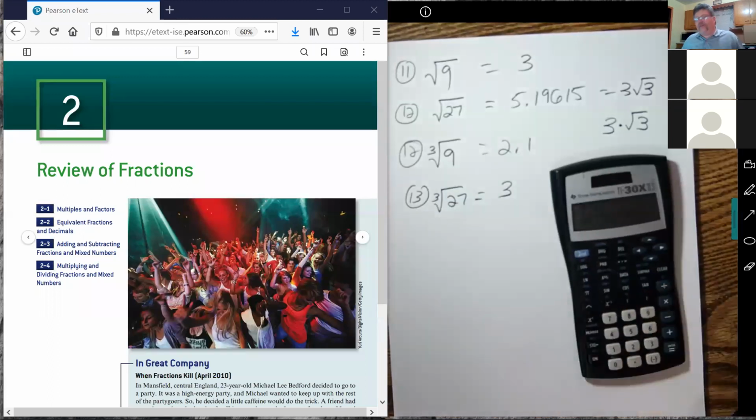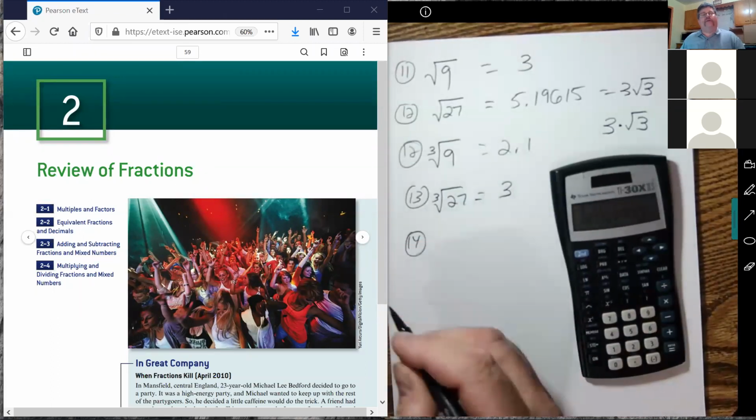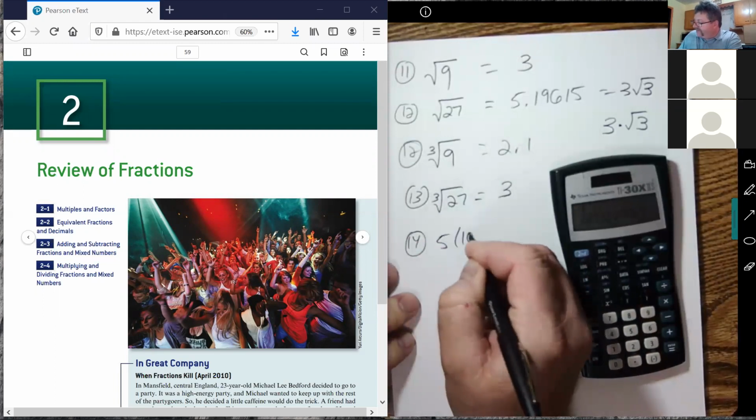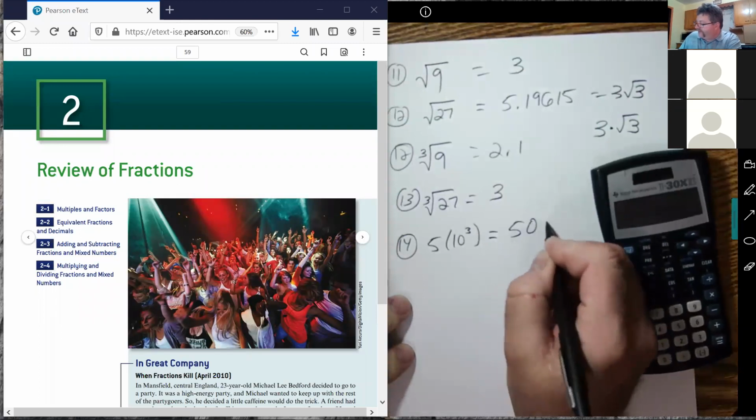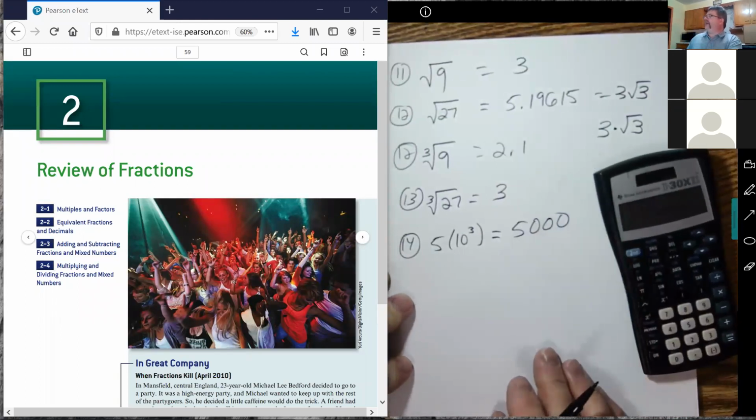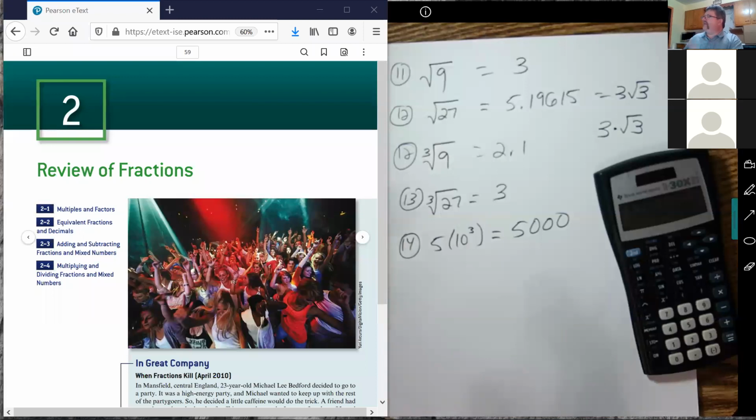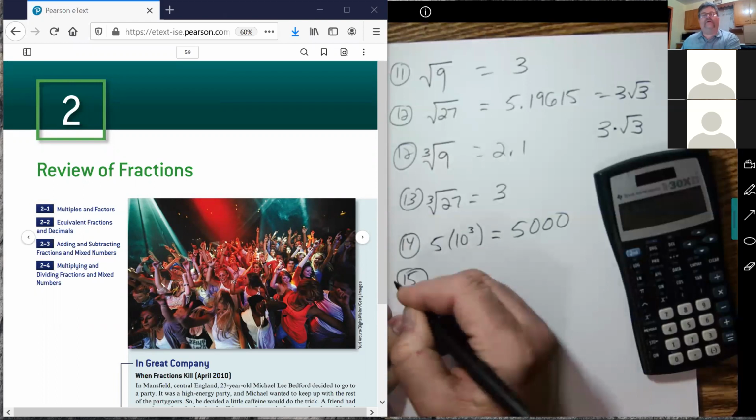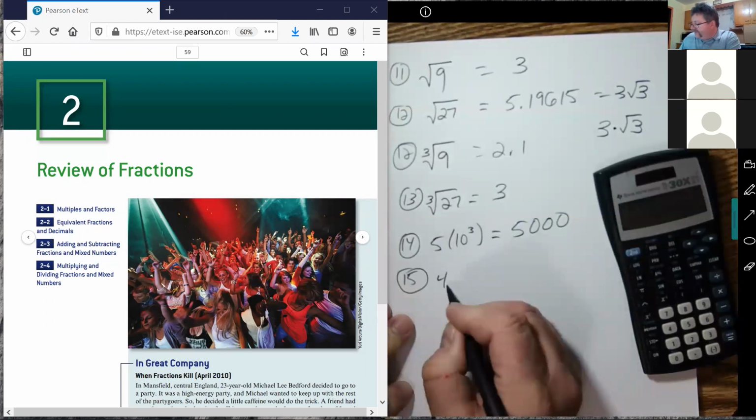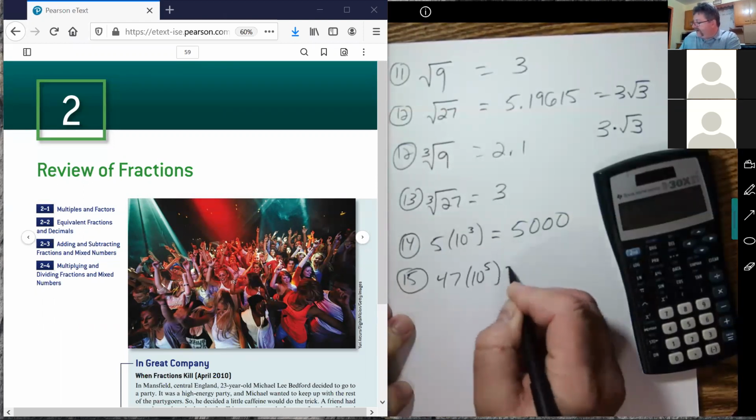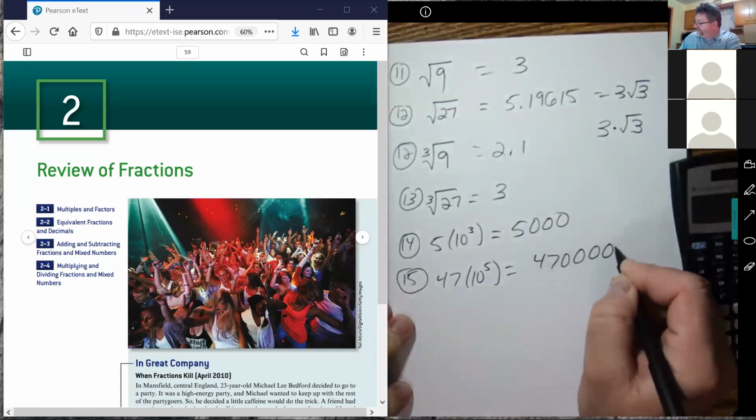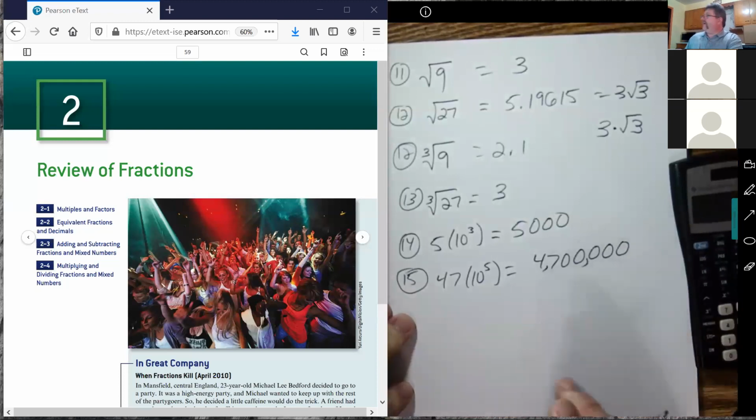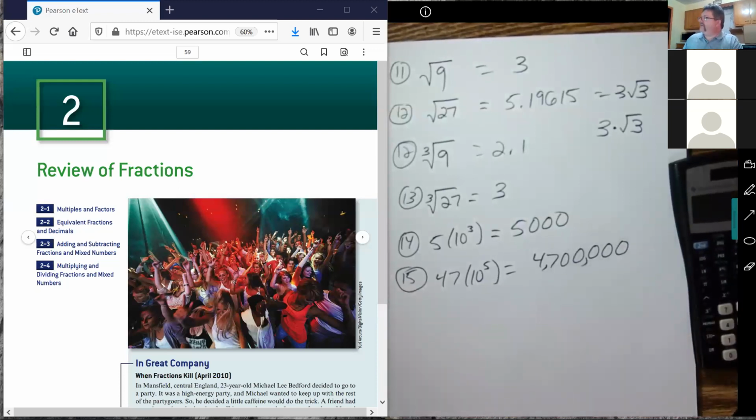All right, the next handful are all about multiplying powers of 10. Again, pretty straightforward. I want to take 5 times 10 to the power of 3. That just means I got a 5 with 3 zeros after it. You don't really need to use the calculator. You can, but you don't really need to. 10 to the 3rd is 1,000. 5 times 1,000, 5,000. 15, 47 times 10 to the power of 5. Well, that's just going to be 5 zeros after that 47. Go back and figure out what that number is, 4,700,000.